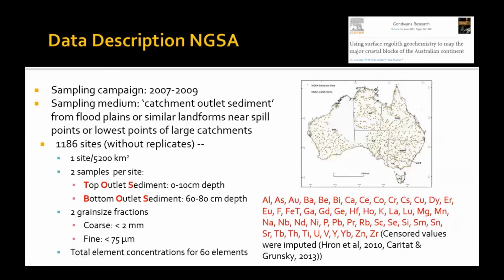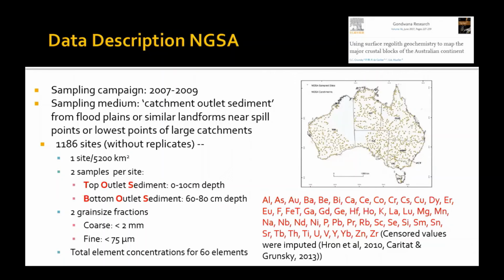But the second case study I very quickly wanted to present is something completely different, and the data set is much larger. So in this instance, you're looking at a map of Australia, as you can see, and you see all of these little dots. These are sample locations across Australia, taken at a resolution of one site every 5,200 square kilometers. And it's a geochemical soil survey that was conducted to try and get some background information about the elemental distribution across Australia. It was conducted from 2007 to 2009.